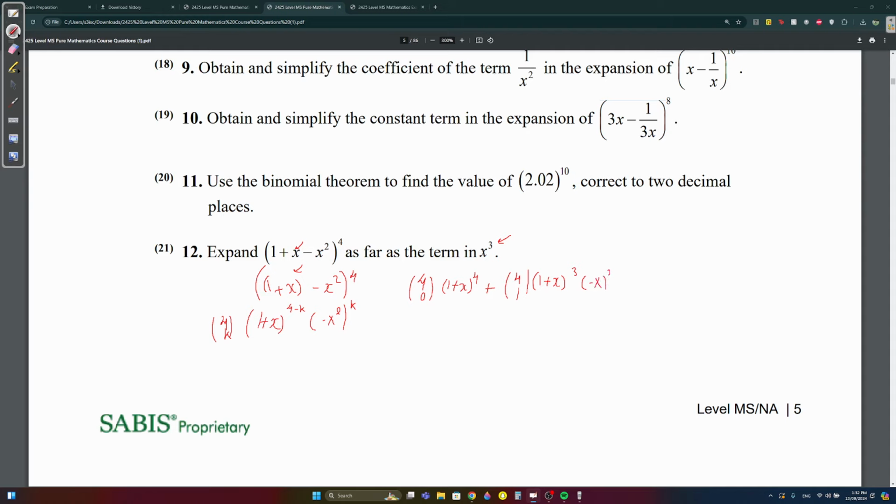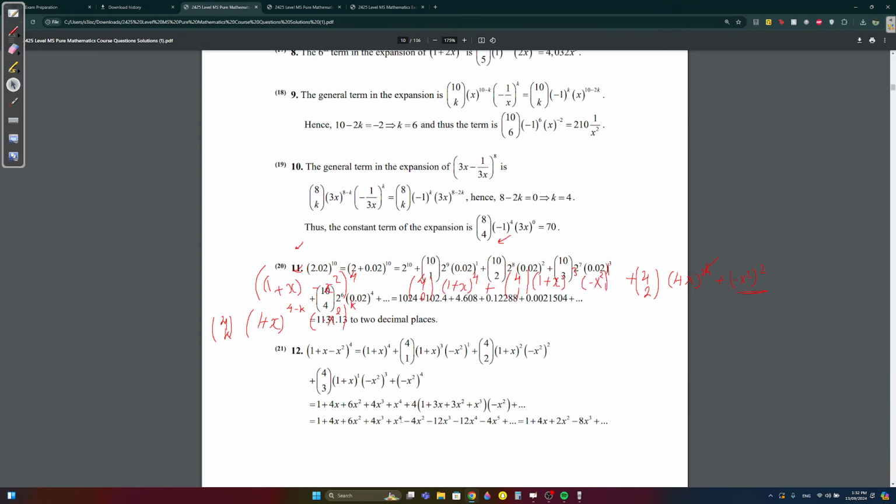Minus x squared to the power of 1, plus 4c2. Let me show you. If you go 4c2, 1 plus x squared plus minus x squared, here you're going to get power 2, or here you're going to get power 4. But let me just make sure in the solution.